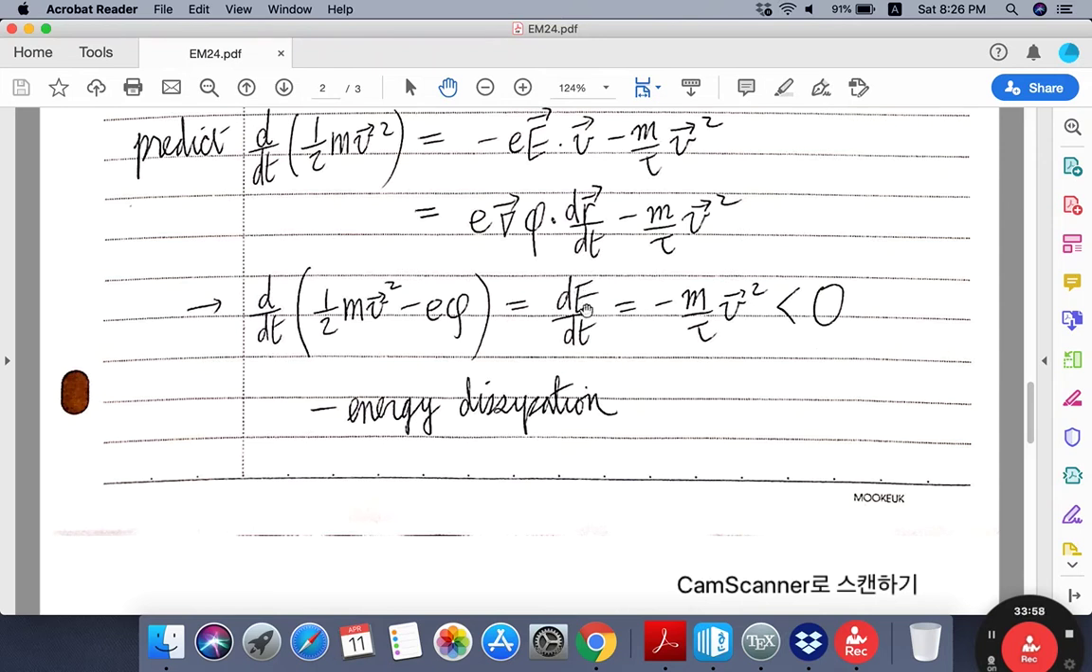So the rate of change of the total energy is not zero anymore, but it's some constant multiplying the velocity squared, which is always a positive quantity. And the important thing is that there's a minus sign over here, which guarantees that you only evolve the system in a way that will decrease the total energy at all times. And that's a phenomenon in which energy gets dissipated.